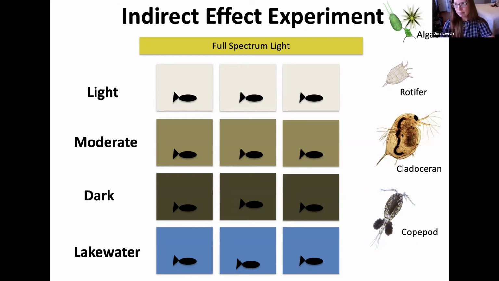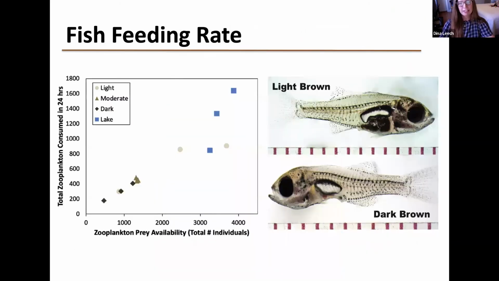And not surprisingly, what we found is that the amount of prey in a tank had a big impact on how much the fish were eating, right? So in our brown water treatments, the fish were eating fewer plankton because fewer plankton were available compared to our treatments of the lake water and our low brown treatment.